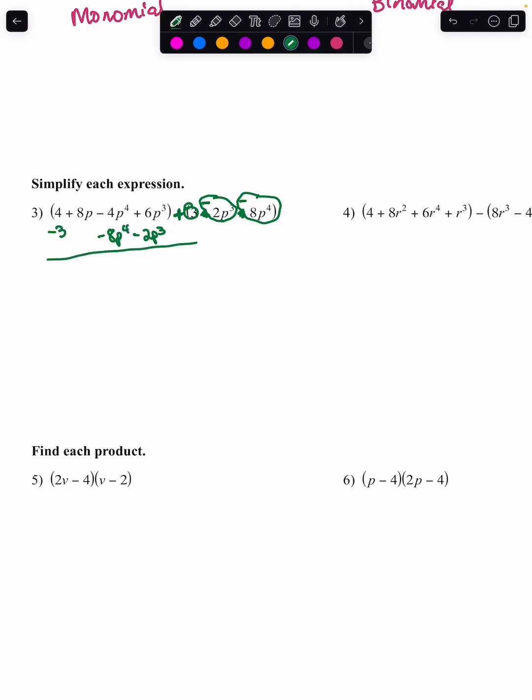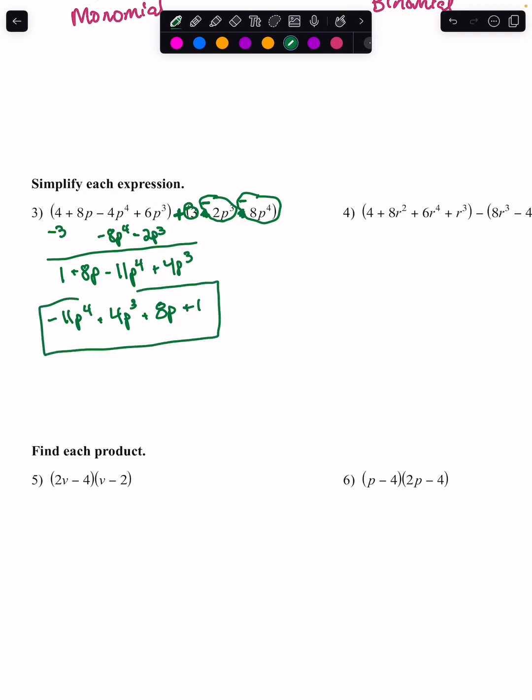So 4 minus 3, 1. This plus 8p comes straight down. And then negative 4p to the 4th minus 8p to the 4th is negative 11p to the 4th. And then 6p cubed minus 2p cubed is 4p cubed. Now we got to put this in the correct order. Negative 11p to the 4th plus 4p cubed plus 8p plus 1. There's that.